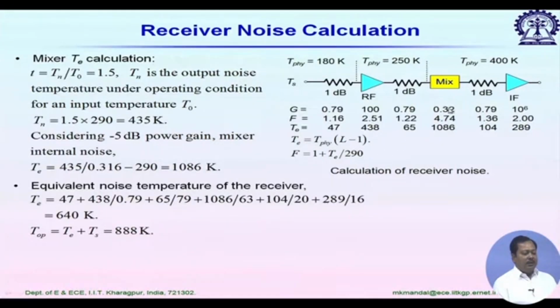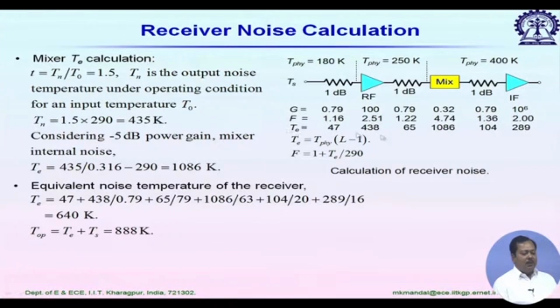Next we have the mixer. For the mixer also we calculated TE as 1086. Again we have the next resistor. You see, the 1 dB loss is providing different noise temperatures. Why? Because their physical temperatures are different. For the first one it's 180 Kelvin, the second one 250 Kelvin, and the third one 400 Kelvin. And we are simply using these two formulas: TE equals T physical into L minus 1, and noise factor F equals 1 plus TE by 290. That's how you can calculate these values for all these components.